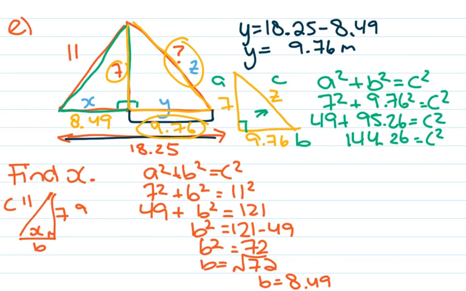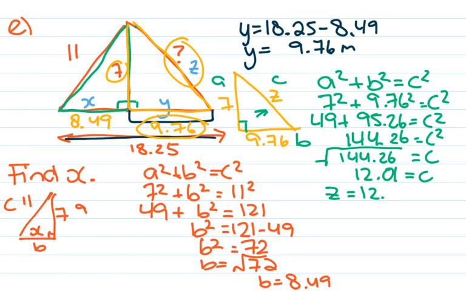And then I need to take the square root of both sides to get C. The square root of 144.26 is 12.01. So this length Z is 12.01. Now to answer the question, therefore, he should cut the other wire 12.01 meters.